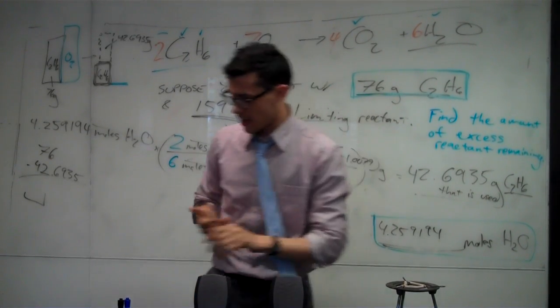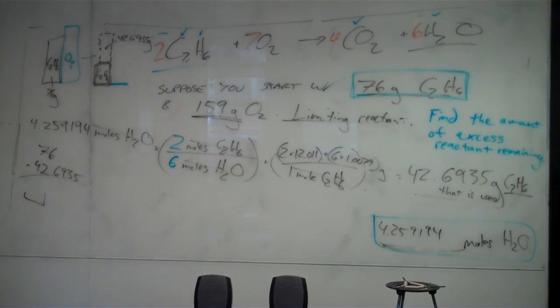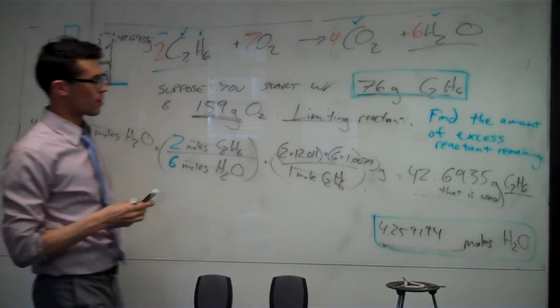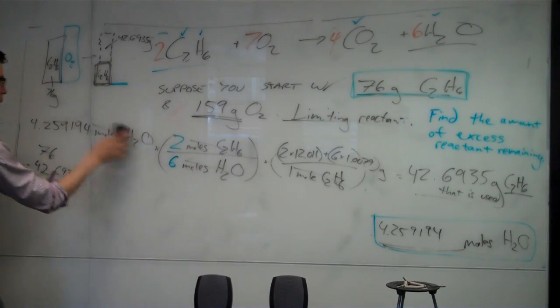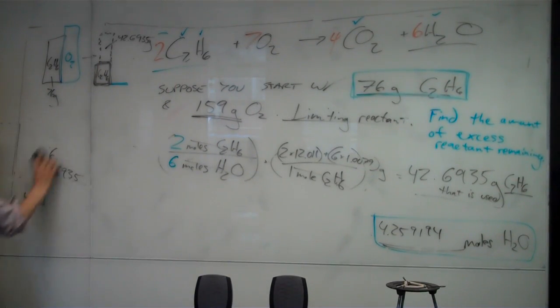All right, so that's excess reactant. Let's talk about percent yield now. I'm going to erase everything except for that blue stuff again.